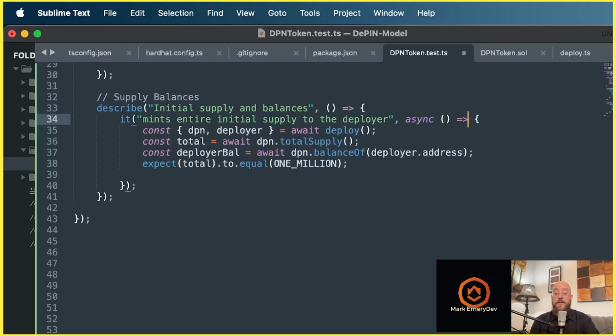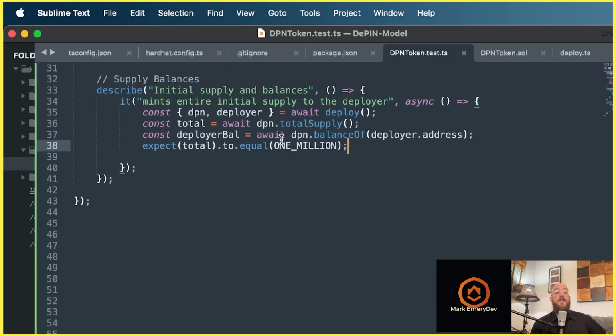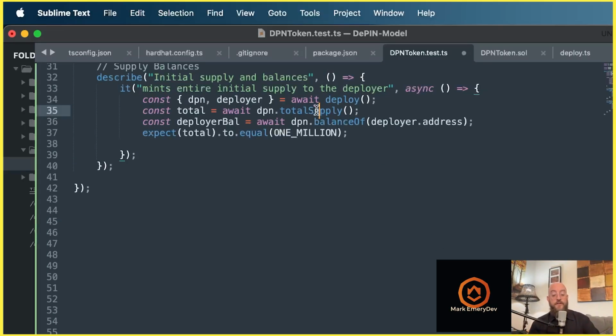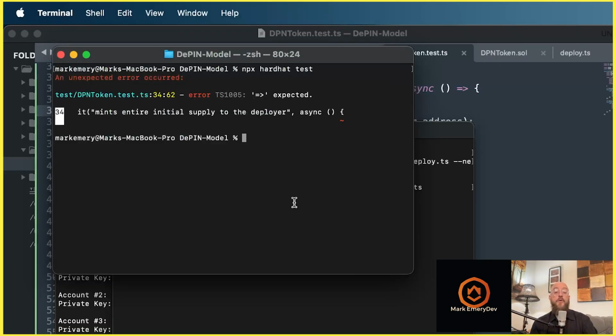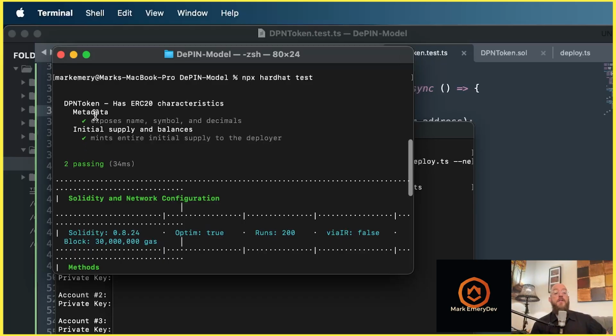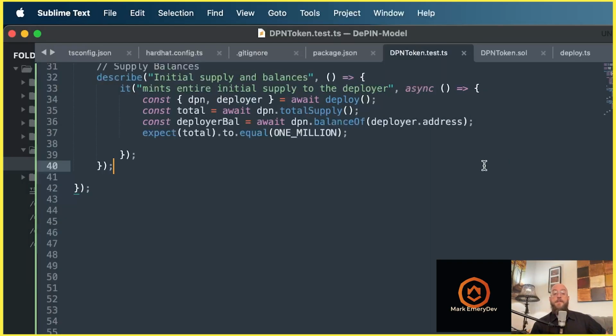Okay, I'm missing key functional code, okay? So you could think I'm running you in circles. We are going to end up with a test that works, I promise that. But this is kind of reality. I guess it proves I'm not scripting it too much here. All right, let's see where we're at. 2 passing, nice. So we can evaluate here that our ERC20 characteristics are coming through the metadata, and that our initial supply and balances, it mints the entire initial supply to the deployer, okay? Wonderful. All right, so that's 2.